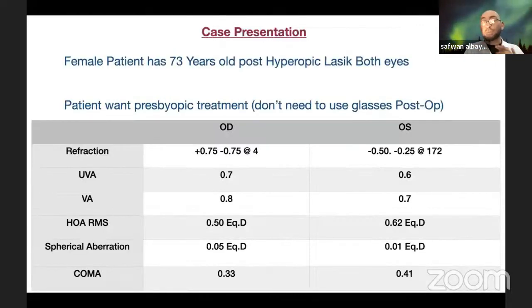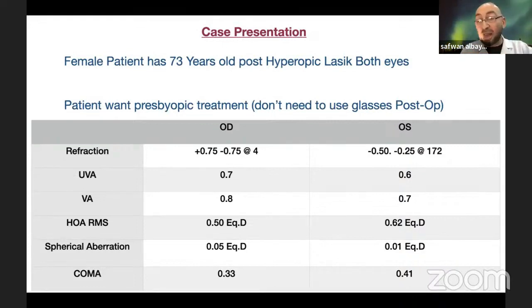Now, a case presentation that reflects the title, where we can use this. I brought one case that is hyperopic, post-hyperopic LASIK treatment. A female patient, 73 years old, post-hyperopic LASIK, both eyes. The patient wants presbyopic treatment and doesn't want to use glasses post-op. The refraction is plus 0.75, minus 0.75 at 4 for the right eye, and minus 0.5 for the left eye.